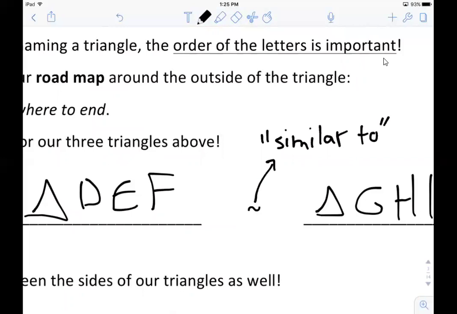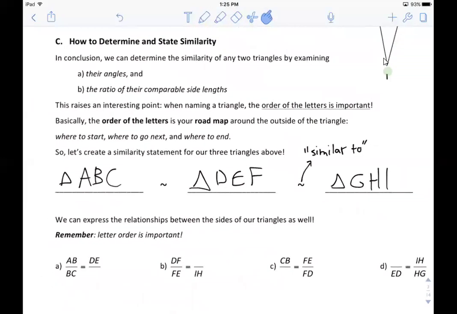So it's a little squiggly line that's meant to be something similar to an equal sign, but we don't want it to be an equal sign because we don't want to say that the triangles are the same. We want to say that there's something that makes them very closely connected, but they are not equal or identical to each other. So that's all that little squiggly symbol means.